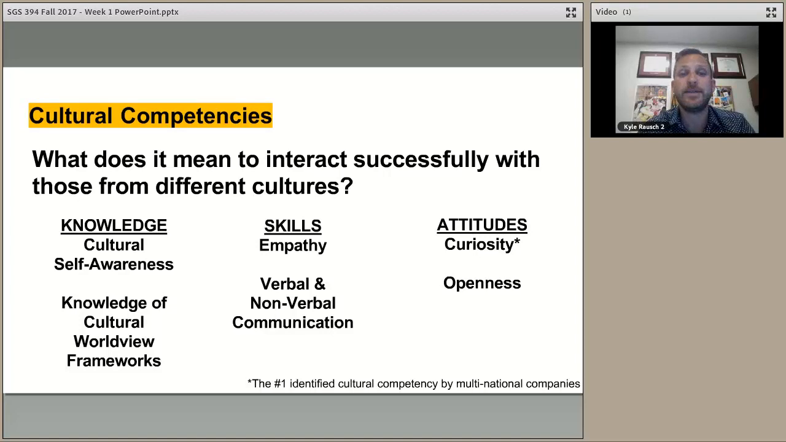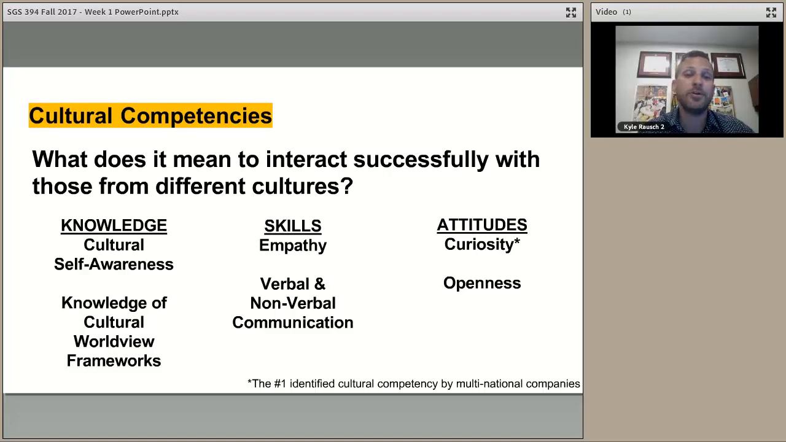Her framework divides intercultural competencies into 3 main areas: knowledge, skills, and attitudes. For this course, we'll be looking to develop 2 competencies within each area. First, in the domain of knowledge, we'll want to develop a cultural self-awareness, that is, a good understanding of your own culture. As already mentioned, it would be very difficult to attempt to understand another culture before you understand your own.